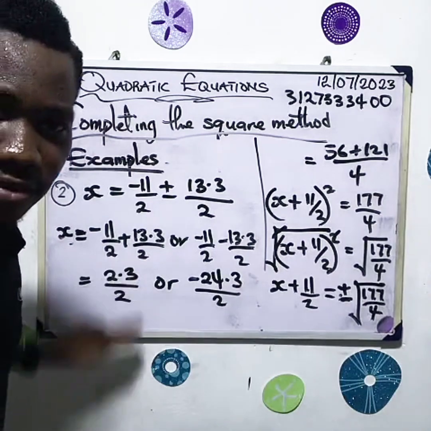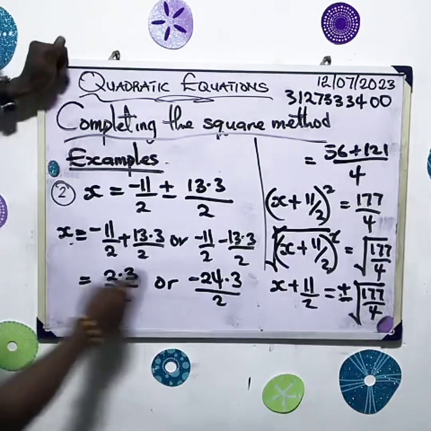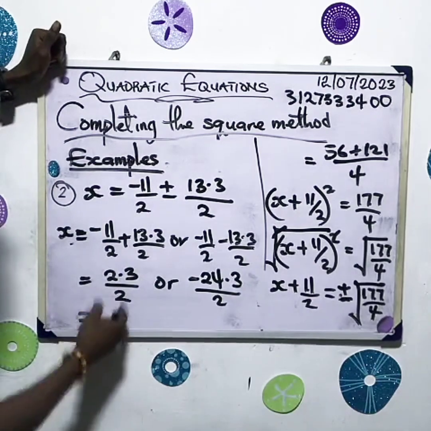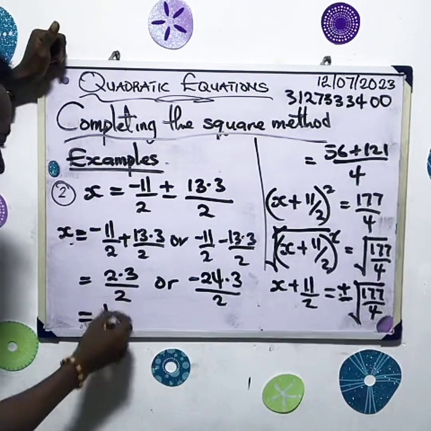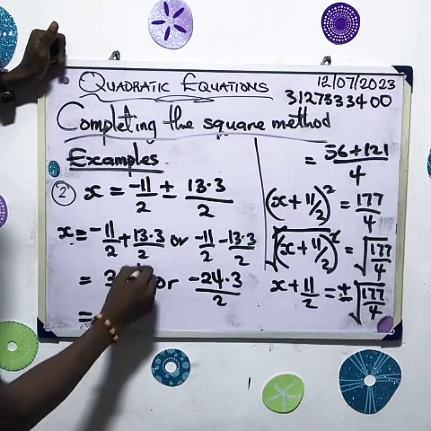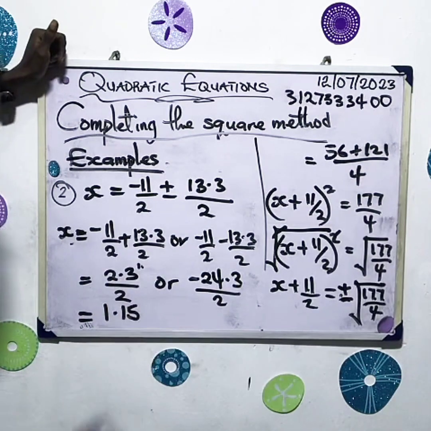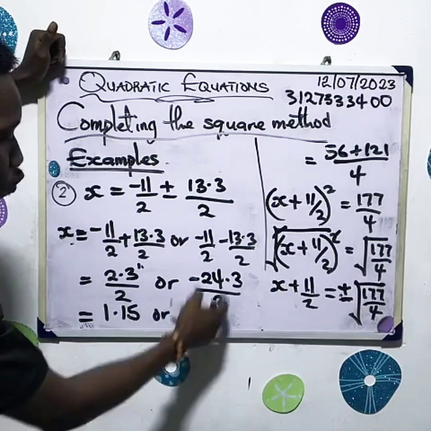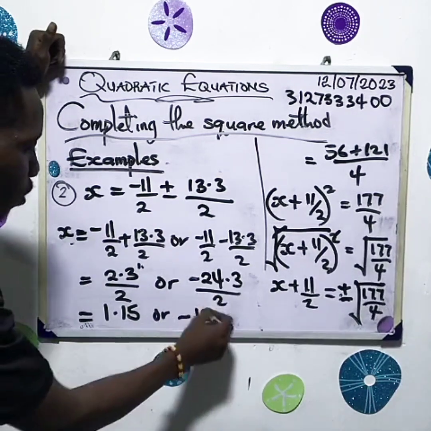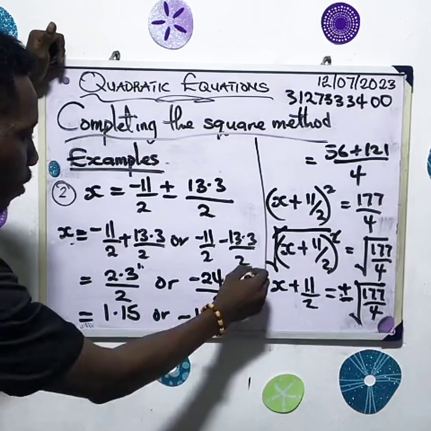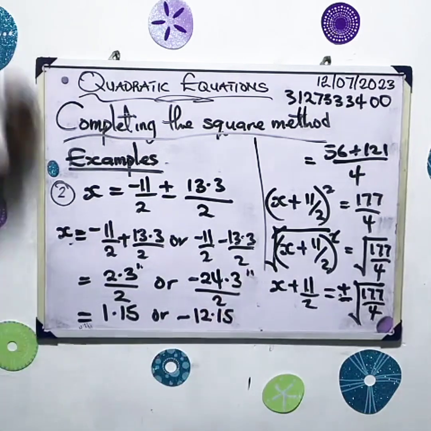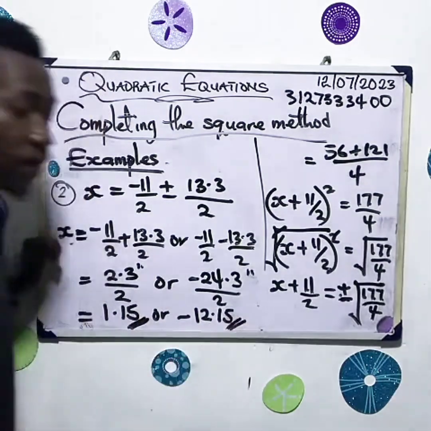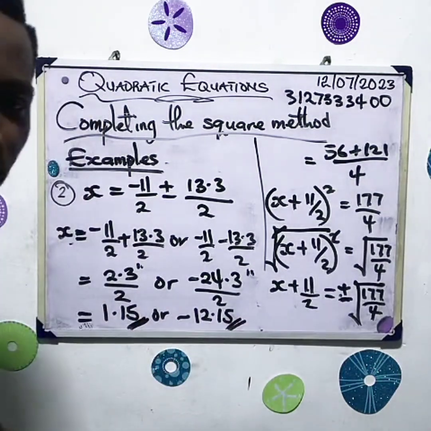Let's express it as a decimal, right? So 2.3 over 2, what will it give us? 2 into 2.3 gives 1.15. Or minus 24.3 over 2: 2 into 24 is 12, the decimal point, 2 into 3 is 1 with a remainder of 1, at 0.5. So 1.15 or minus 12.15. Those are the two roots of the equation.